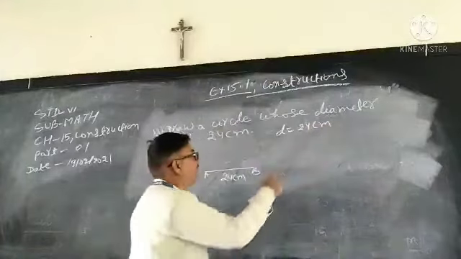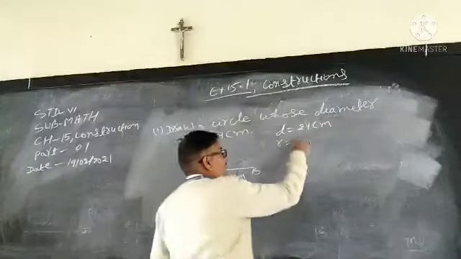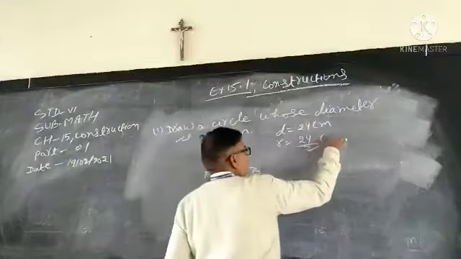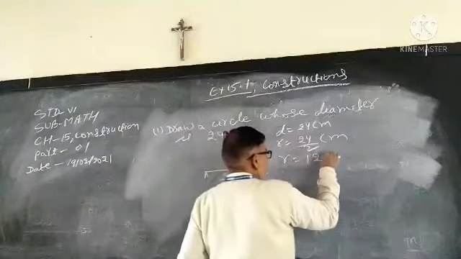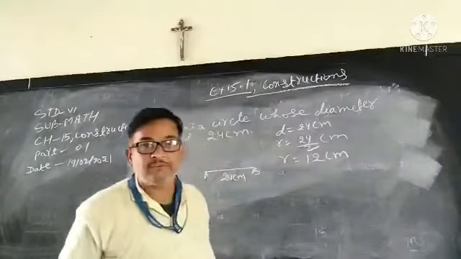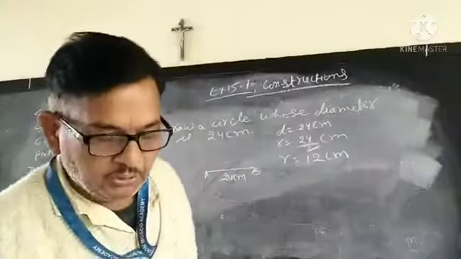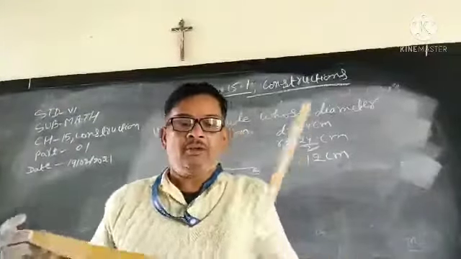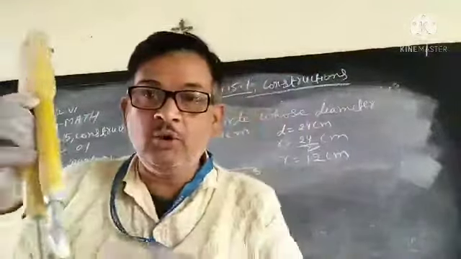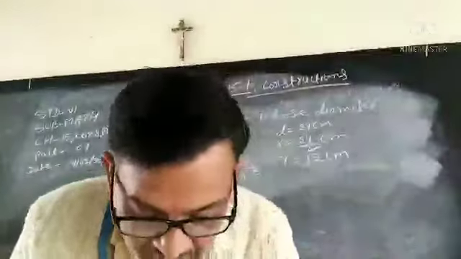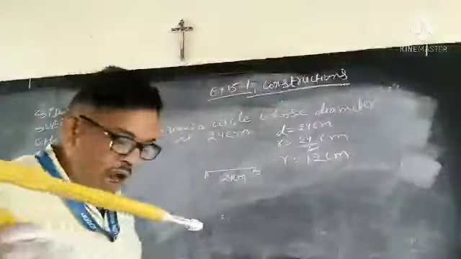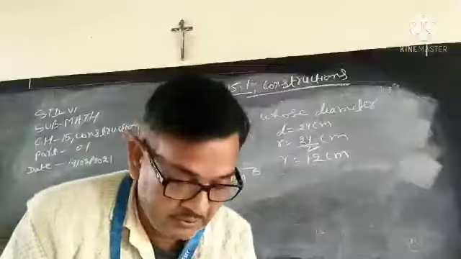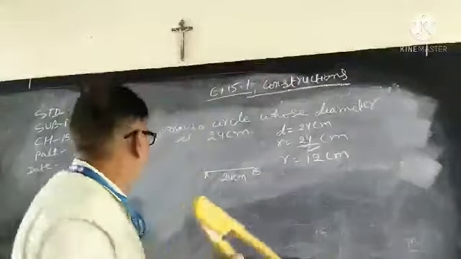So R is equal to what? 24 divided by 2 is equal to 12 cm. What you will do? Take 12 cm in your compass, take one arc. This one is your compass, 12 cm. Half of that, 12. See this one, 12.